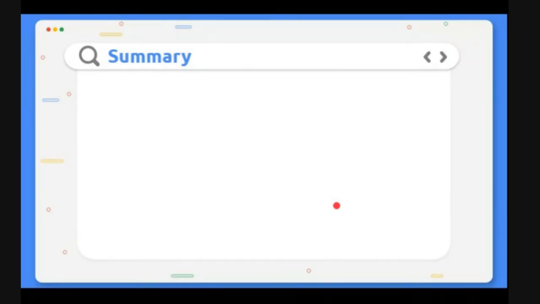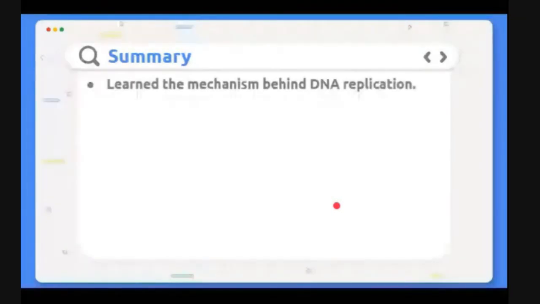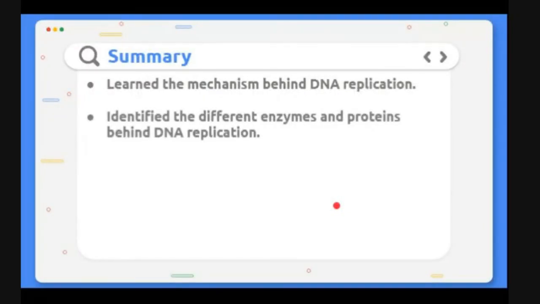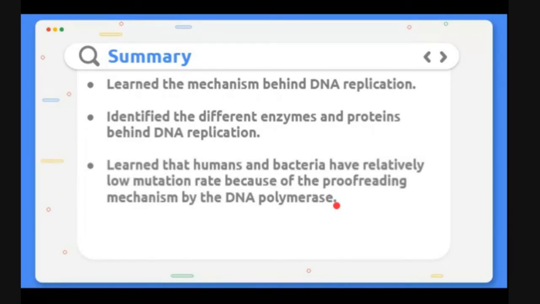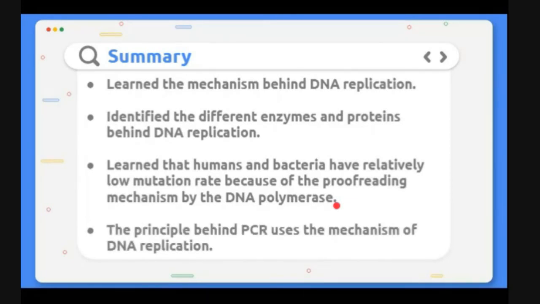Okay. So, to summarize, we learned about the mechanism behind DNA replication. And we identified the different enzymes and proteins behind DNA replication. And we also learned that humans and bacteria have relatively low mutation rates because of the proofreading mechanism by the DNA polymerase. And also, we learned about the principle behind PCR and how it is used, and it uses the mechanism of DNA replication.